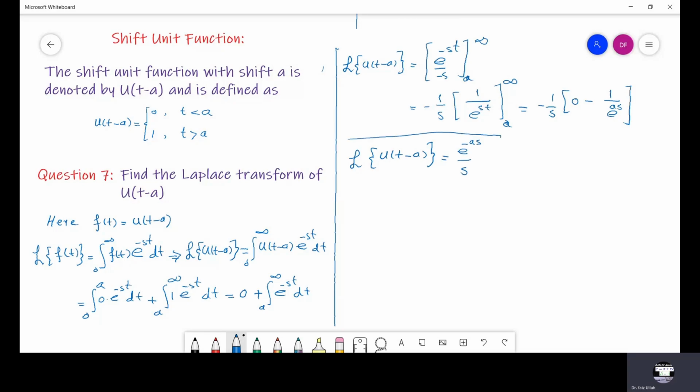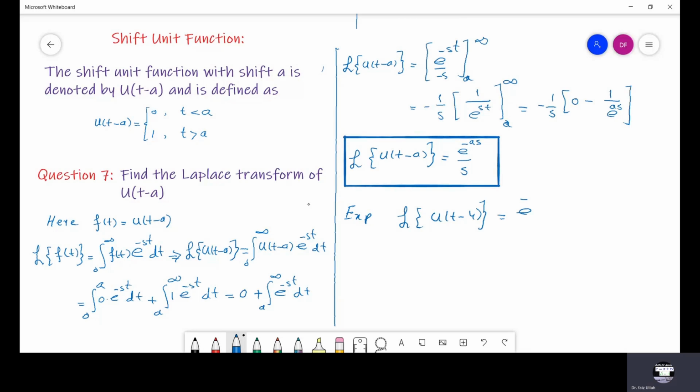So this is the general formula for the Laplace transform of u(t − a). For example, if we have to find the Laplace transform of u(t − 4), what will we write? This will be equal to e^(−4s) divided by s. That will be the required solution.